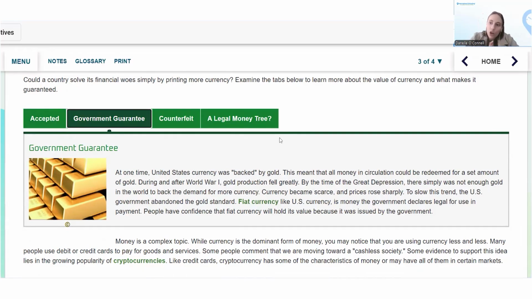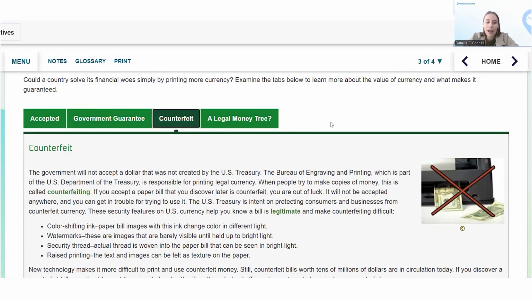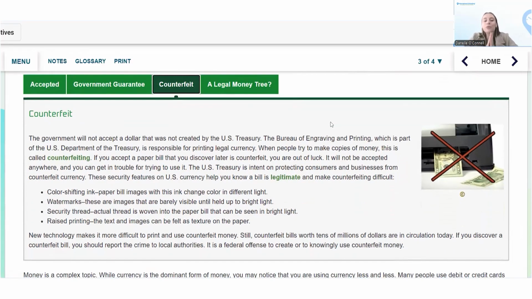So to slow this trend, the US government abandoned the gold standard and they had fiat currency, like US currency. So it is money that the government declares legal for use in a payment. And people have confidence in this type of currency because it will hold value, because it is issued by the government. Now, counterfeit money, however, the government will not accept a dollar that was not created by the US Treasury.